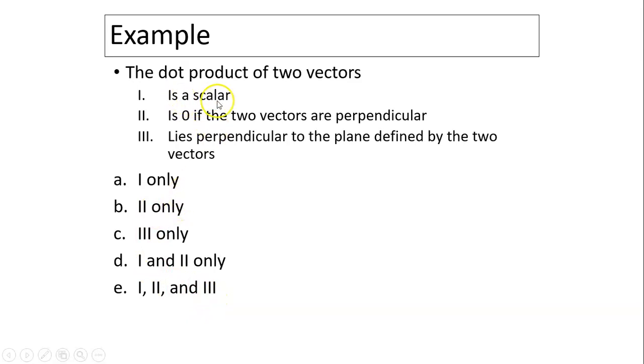So we know 1 is definitely correct because the dot product is a scalar product. We know if the two vectors are perpendicular to each other, cosine 90 equals 0, so 2 is definitely right. The question is 3. Does it lie perpendicular to the plane defined by the two vectors? Now this is a scalar product. A scalar product has no direction, so it doesn't lie anywhere. So the answer in this case is 1 and 2 only.